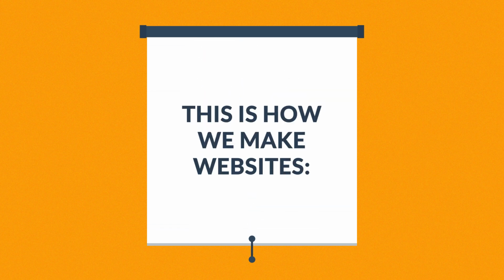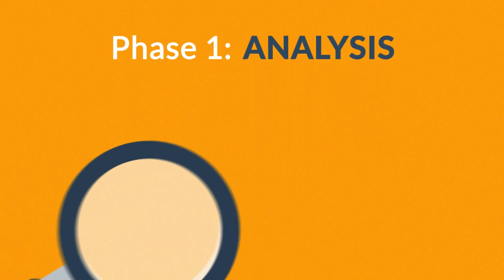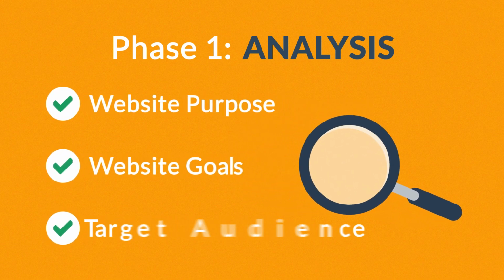Well, that's where we come in. This is how we make websites, by following this 7-phase web design process. Phase 1. Analysis. The first step is always about information gathering, identifying things like the website purpose, goals, and target audience.